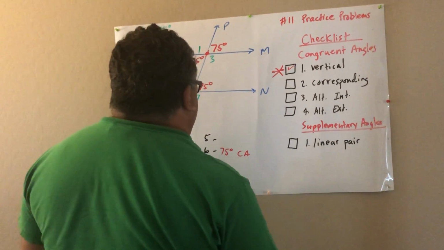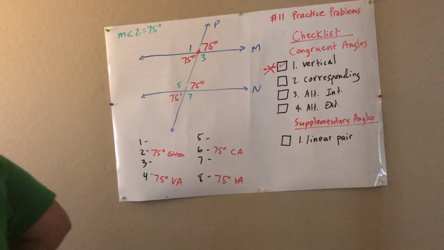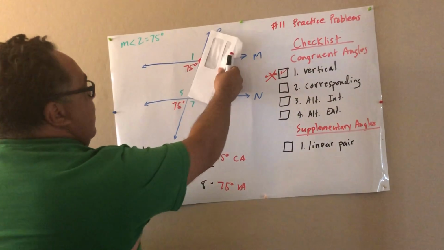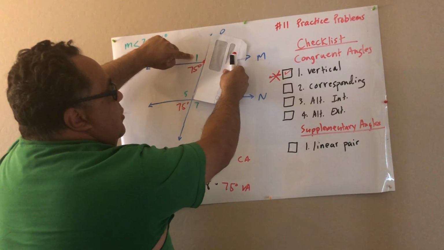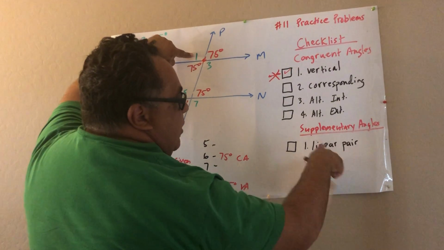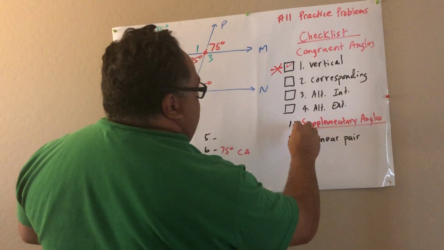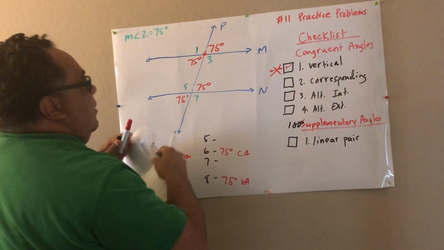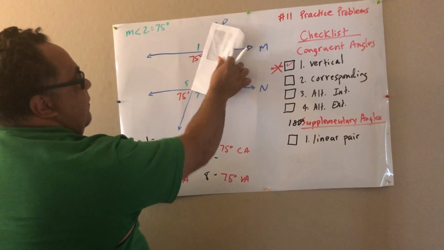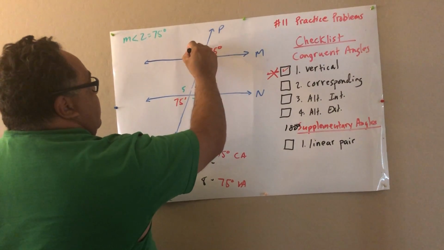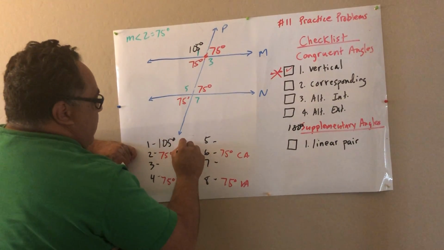Supplementary angles make a linear pair. Any line is 180 degrees. So if I set an envelope right here on my line P, 75 plus whatever angle 1 is should be 180 degrees based on this linear pair. That's all it means. Supplementary means 180 degrees. So if I take 180 minus 75, I'm going to get 105 degrees. Okay, 105 degrees is angle 1. I know that by linear pair.